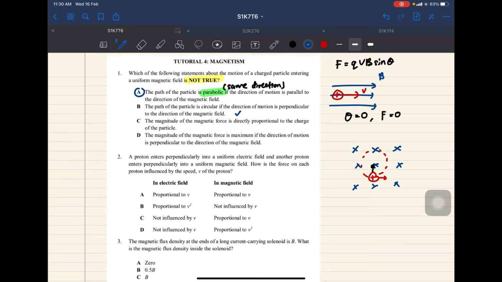The magnitude of the magnetic force is directly proportional to the charge of the particle. That one is correct as well, since F equals QVB, so F is directly proportional to Q. The magnitude of the magnetic force is maximum if the direction of motion is perpendicular to the direction of the magnetic field. This one is correct as well. That means theta is equal to 90 degrees if it is perpendicular, so sine 90 is equal to 1, which is the maximum. So the answer is A.